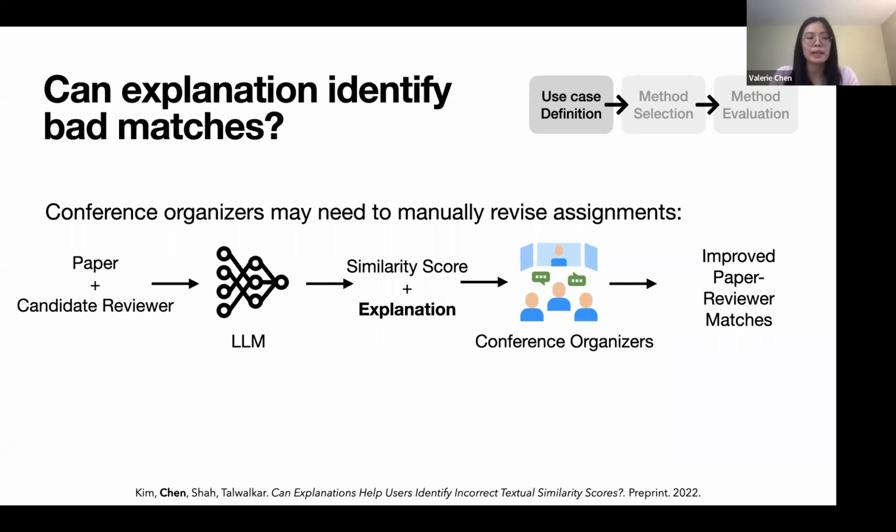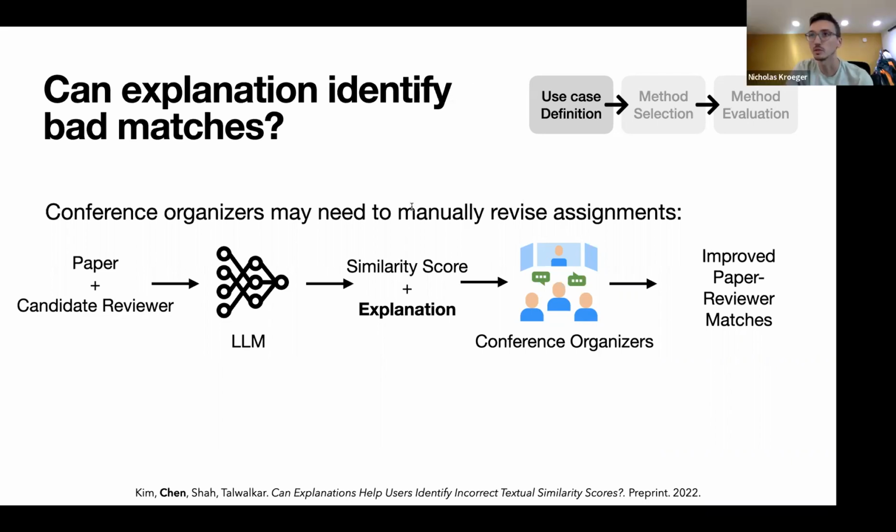But what we're exploring here is potentially the use of explanations or additional information to help conference organizers, like ACs or PCs, go through and revise assignments to improve the matching process. Note that this is a slightly different use case, in the sense that with enough time and effort, probably somebody without any model support or explanation could do a really good job. But the goal here is how do you allow them to do similarly well, but in a faster manner.